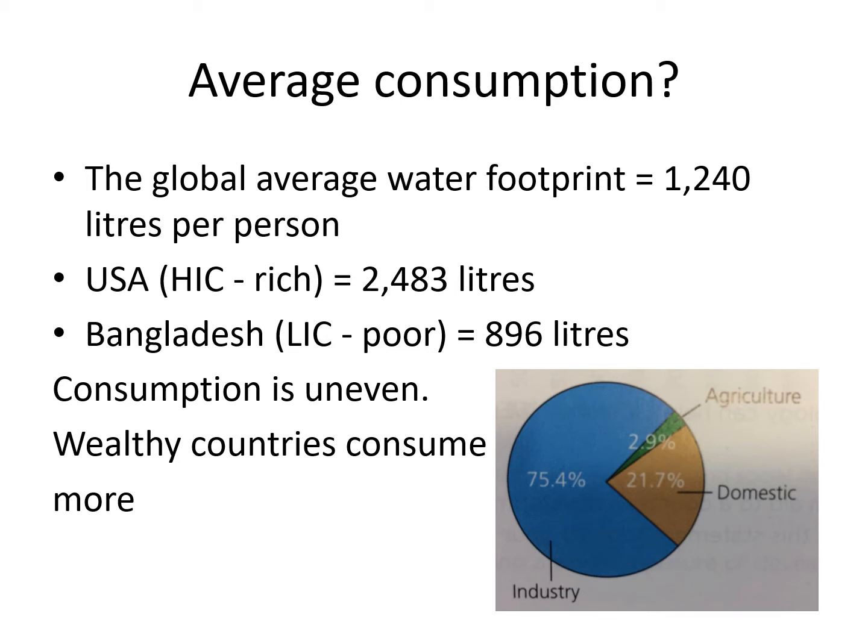This is interesting though. The second bullet point there, the USA, so that's a rich country, a high income country, they use 2,483 litres on average every day. It's a hell of a lot of water. Bangladesh, a poor country, more like 896 litres. So what we can see from this slide is that consumption is uneven. Around the world, richer countries tend to use more water than poorer countries.